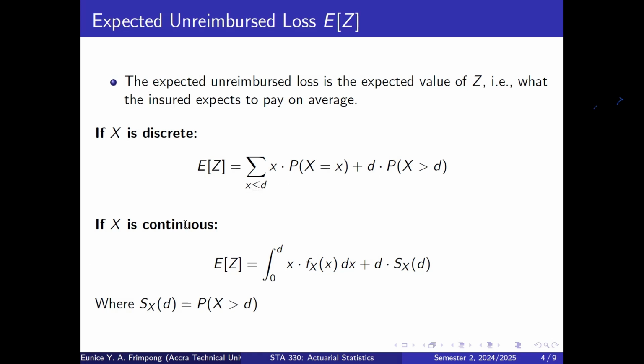Now, if X is continuous, we have E of Z equals the integral running from 0 to D of x times the PDF, plus D times the survival function, or the probability that X is greater than D. So we have S_X(D) being equal to the probability that X is greater than D. Note that f_X(x) is the probability density function of the loss, and S_X(D) is the probability that the loss exceeds the deductible. This expected value is very important in understanding the insured's burden in the cost-sharing arrangement.